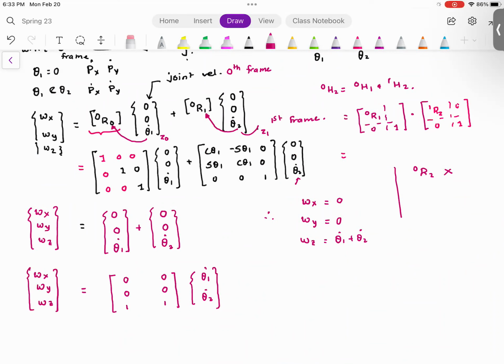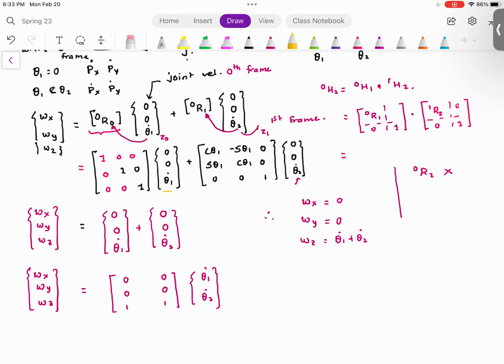So if you multiply first row, first column, second row, first column, third row, first column, you will get the same answer. Yeah. So our joints are always rotating around the axis. So for all robots, the x and y will be 0. That is the beauty of the sign convention that we have used.